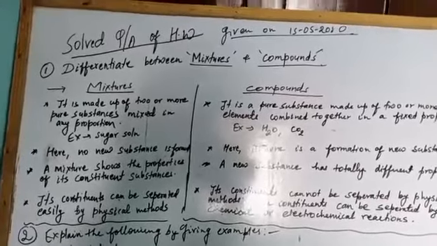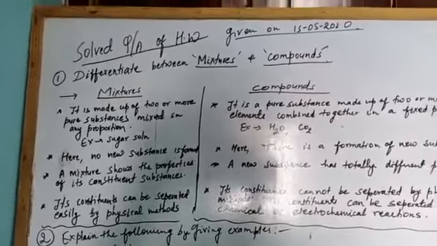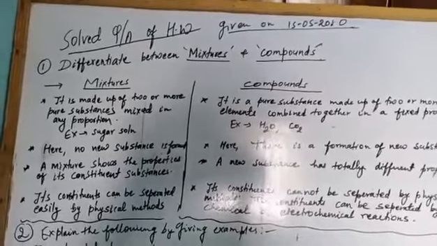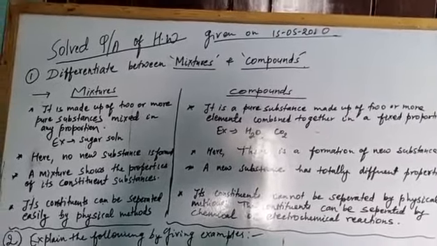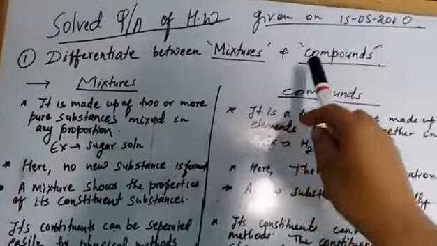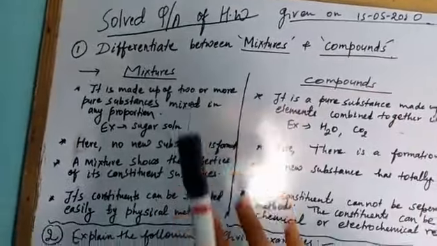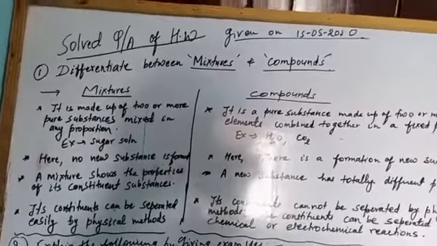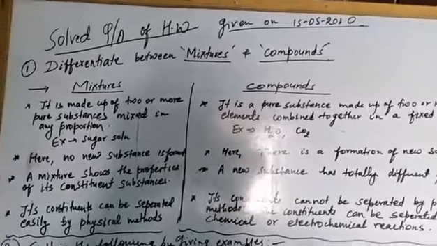Hello students, we will first see here the solved answers of the homework questions given to you in the last class. So first is to differentiate between mixtures and compounds. There I told you to write at least 4 differences between mixtures and compounds.